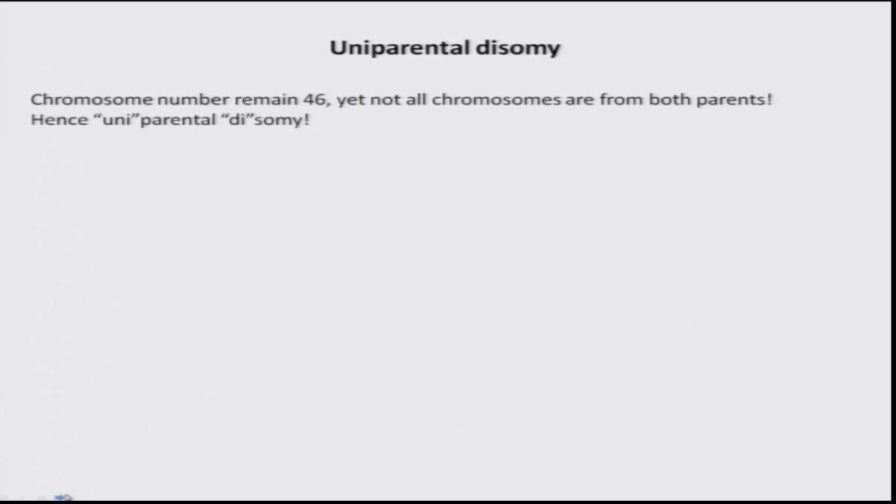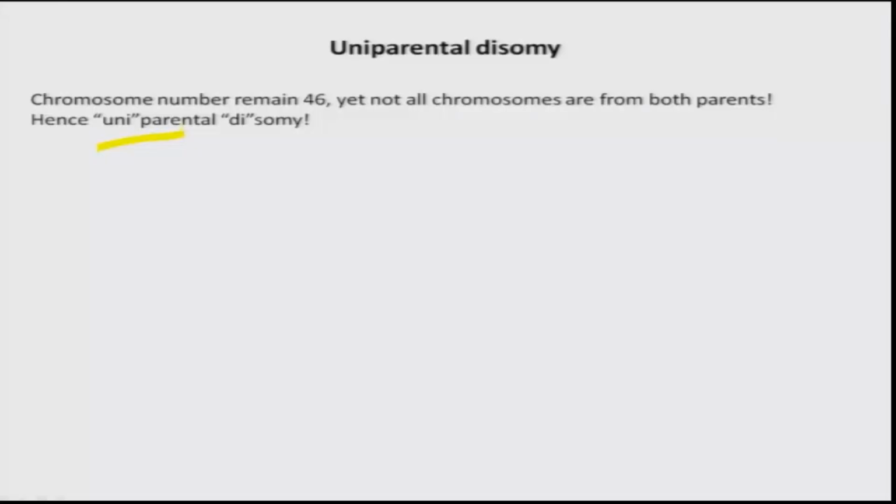All of us have got one of the two in each pair. One chromosome has come from father, the other one has come from mother. But in these individuals, there could be one chromosome which has come from only one of the parents. The contribution from the other is missing. And therefore, it is called uniparental, meaning from one parent. Disomy, because otherwise you are diploid when you look into the number of chromosomes.